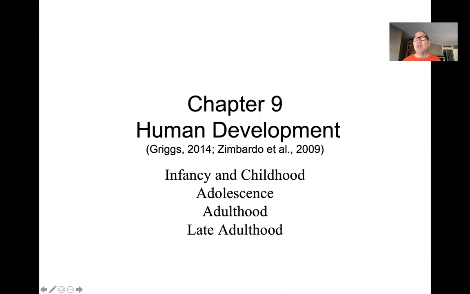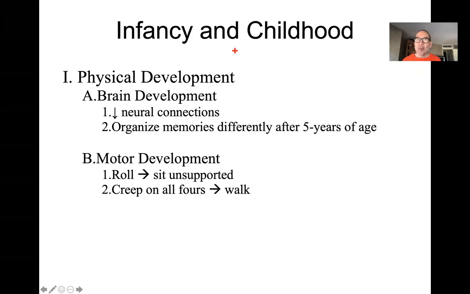What we see in infants, children, adolescents, young adults, middle-aged people, and so on, is a fair degree of commonality cross-culturally in terms of developmental milestones, achievements, behavioral changes, and things that people can do as they get older. So we'll be looking at some of those major ones, focusing on some of the classic theories in development. Let's proceed. First of all, let's focus on infancy and childhood.